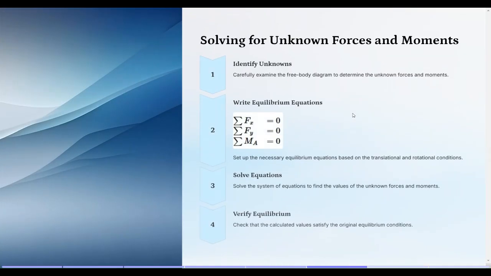To solve a two dimensional problem in rigid bodies, we need to find the unknowns. Carefully examine the free body diagram to determine the unknown forces. The next step is to write the equilibrium equations as mentioned above. Then solve the equations to find the values of unknown forces and moments. Then, at last, verify the equilibrium by using the equations.